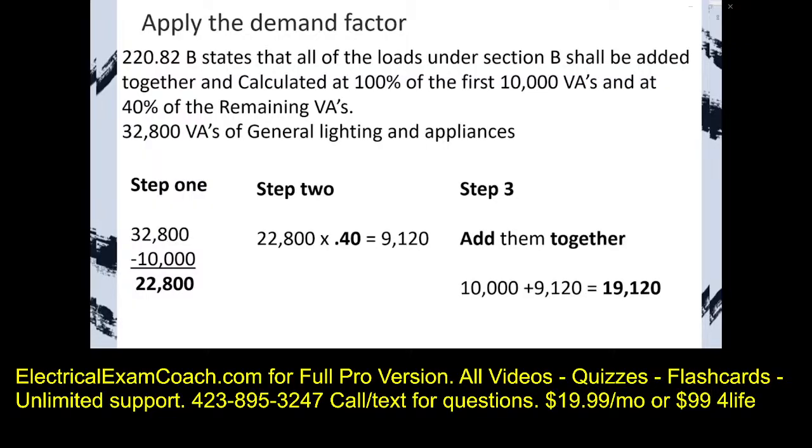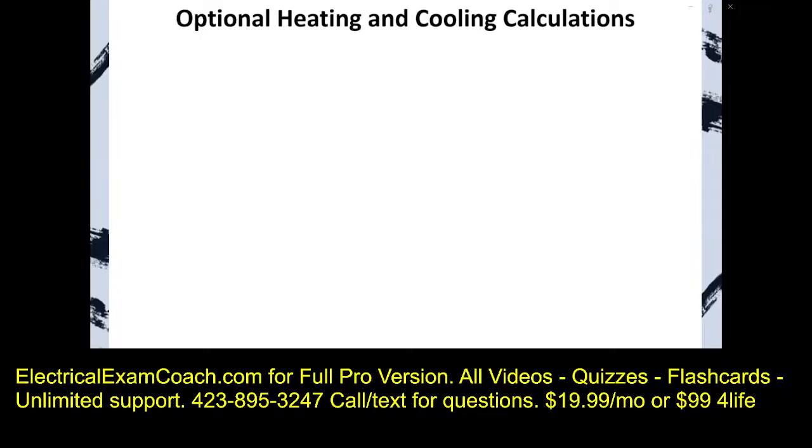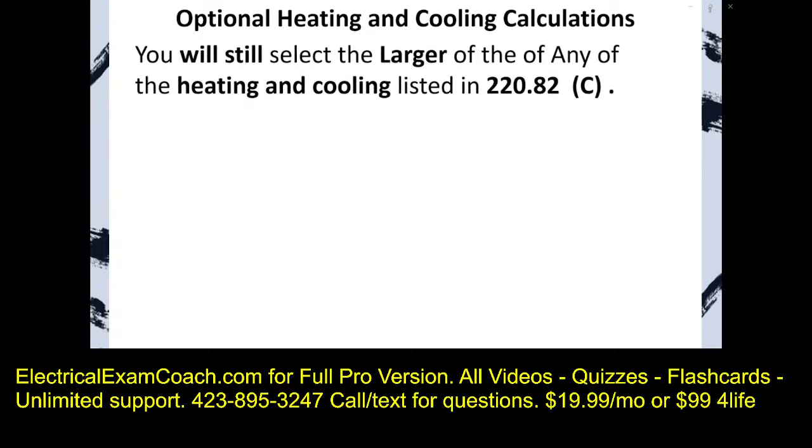It's that simple. Then all we have to do from there is calculate the heating, like we're getting ready to learn, heating and cooling. We're going to choose the larger of the two, and then we total those two numbers together, and that's our whole home load calc. With the heating and cooling optional method, we still will choose the larger of any two of the heating and cooling listed in 220.82(C). It's very simple.